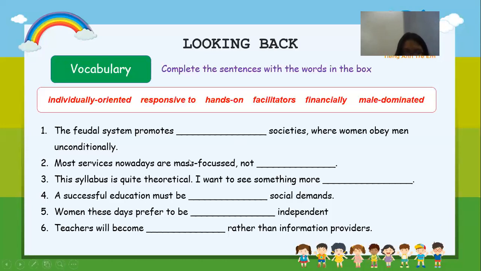Number one, male dominated. Number two, individually oriented. Number three, hands-on. Number four, responsive to. Number five, financially. And number six, facilitators. So you've got four correct answers.